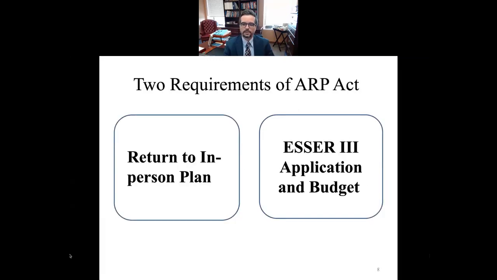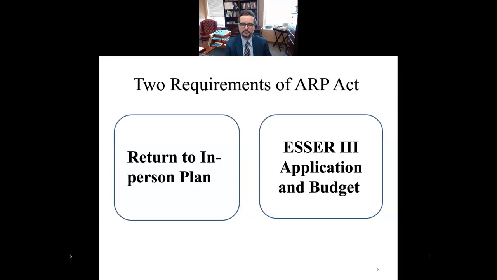Under the ARP Act, districts will have to complete two separate plans, and we're going to take these individually in our presentation with you today. The first of these is the ESSER 3 application and budget and the ESSER 3 plan. So that is the first plan districts will have to complete.